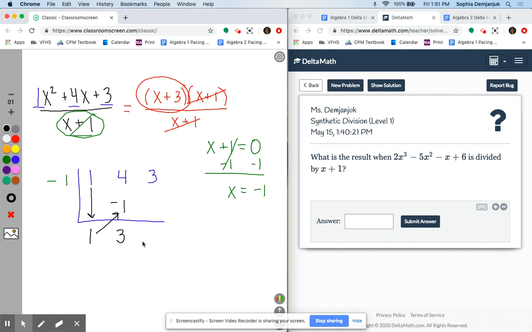And remember, this bottom row gets multiplied by this number out on the left. So -1 times 3 gives me -3. And adding up and down, 3 plus -3 gives me 0. And this last number right here is our remainder. Sometimes when you were dividing just by long division in like 3rd grade math, you ended up with remainders. Sometimes you didn't. Whenever it's 0, you don't have a remainder.